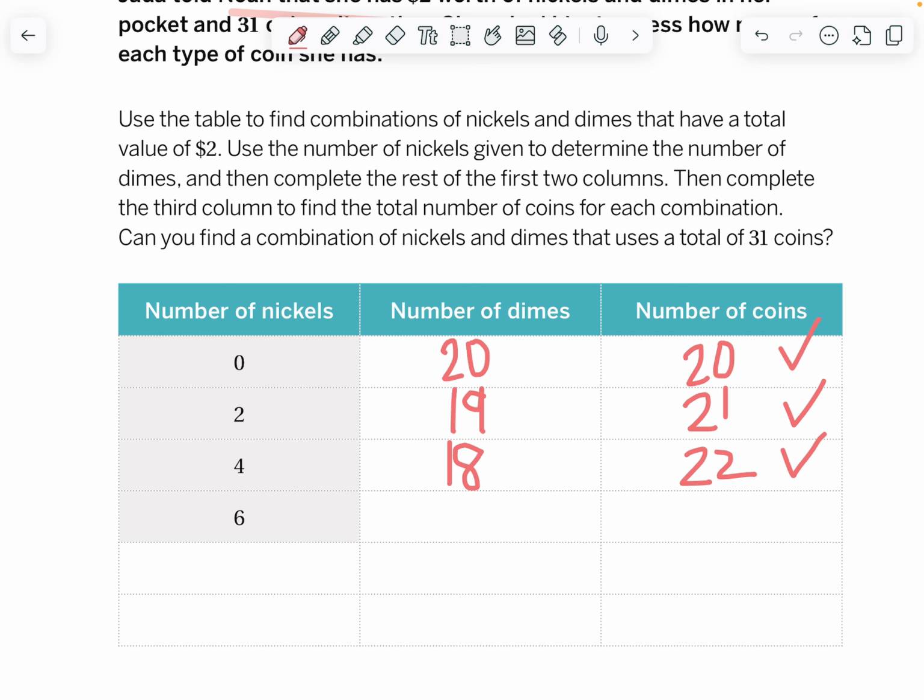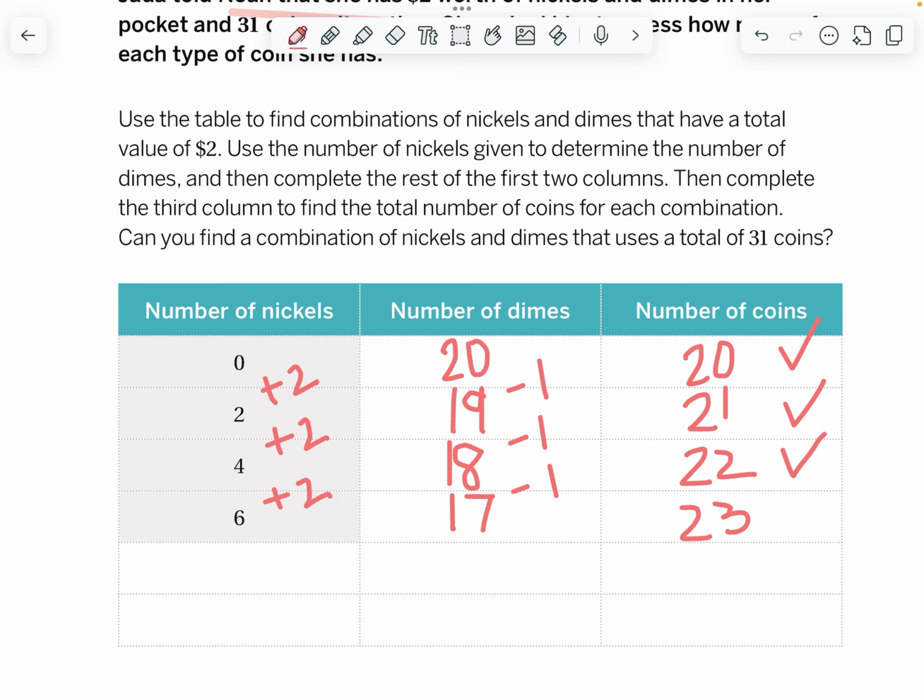So if I up the number of nickels to 6, I can see that I need 17 dimes, and now I'm at a total of 23 coins. So I'm obviously doing this very slowly. They leave you 2 blanks in the nickels. So you should be realizing here, like, okay, when I add 2 of these, I'm actually subtracting these, but I'm increasing my amount of coins. And that pattern continues down this table, right?